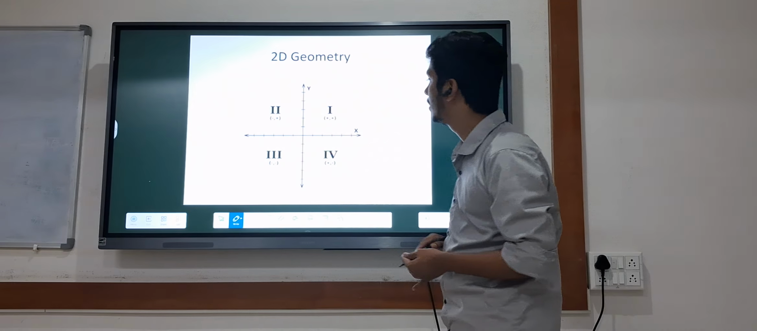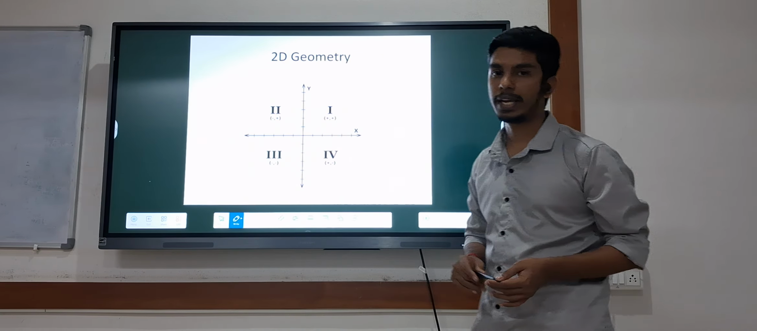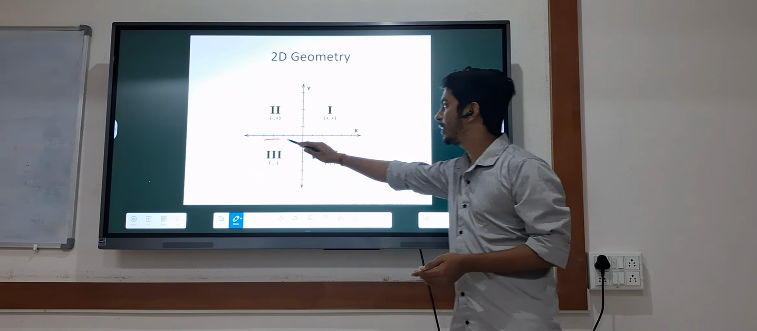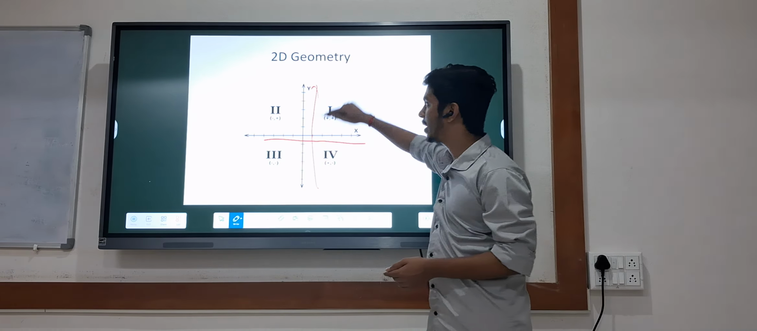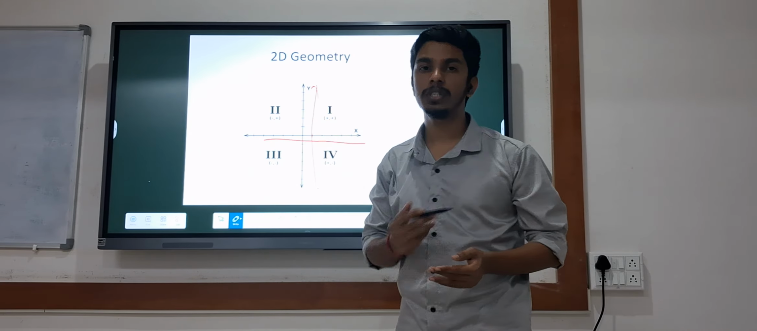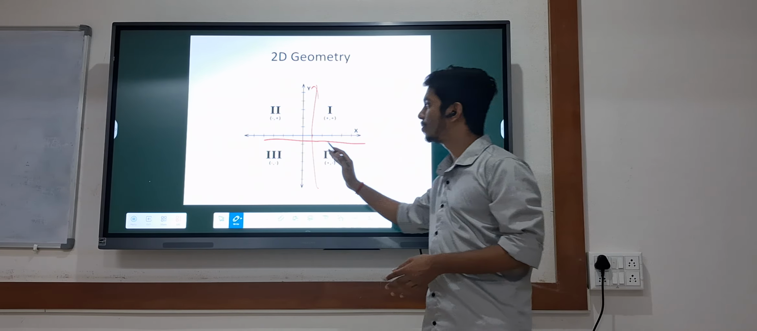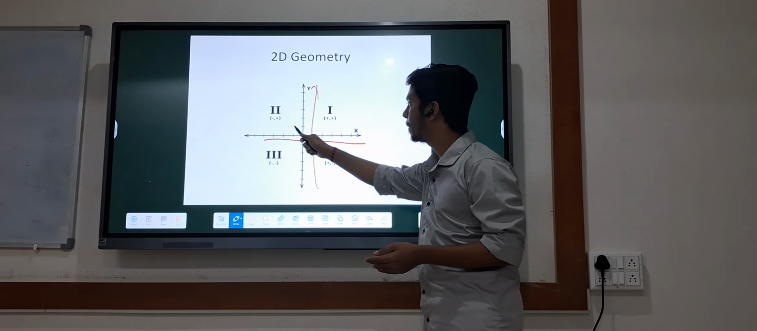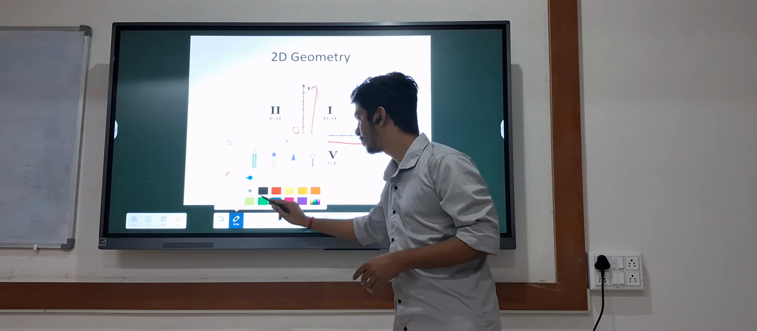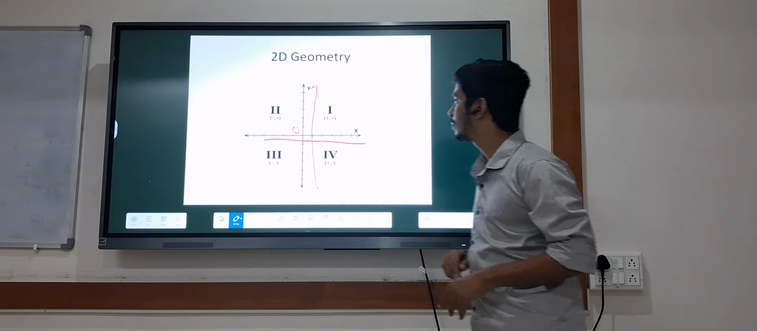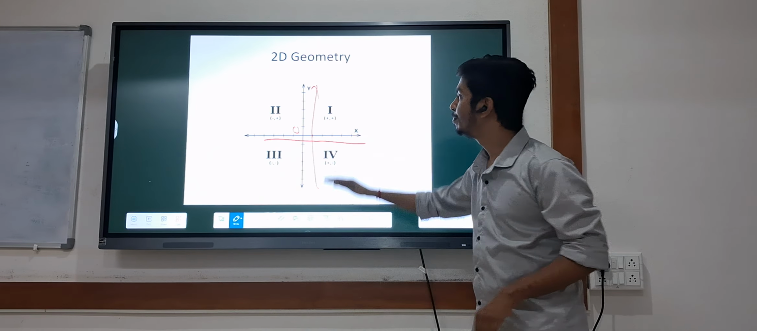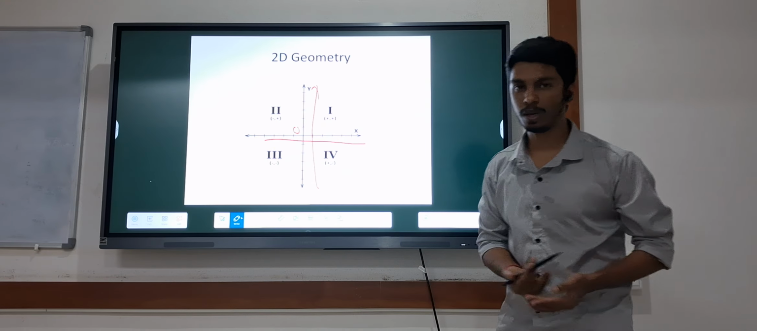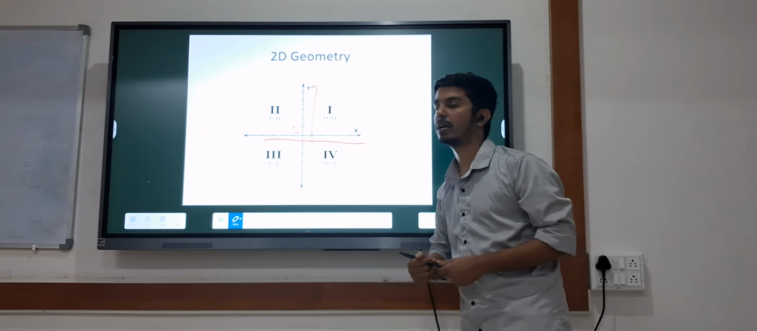See here, we have considered two lines, meaning two planes. Planes mean flat surfaces. This is the x-axis and this is the y-axis, called two-dimensional geometry. These two lines intersect at point O, and they are mutually perpendicular to each other. This is called two-dimensional geometry.